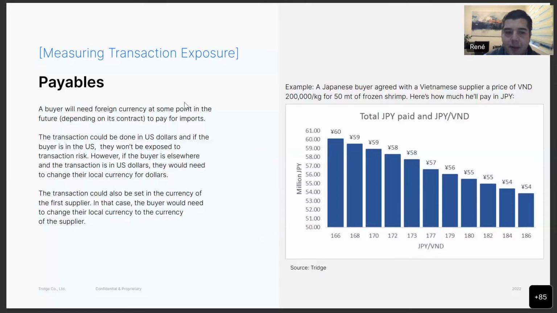Let's look at this particular example. A Japanese buyer agreed with a Vietnamese shrimp supplier to buy 50 tons of shrimp at a price of 200,000 Vietnamese dong per kilogram.